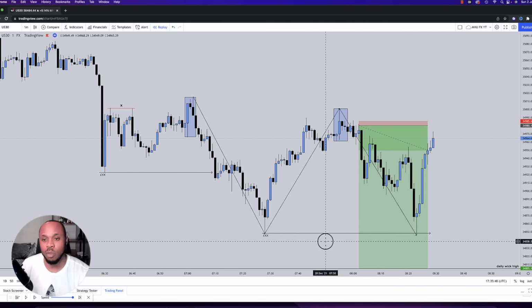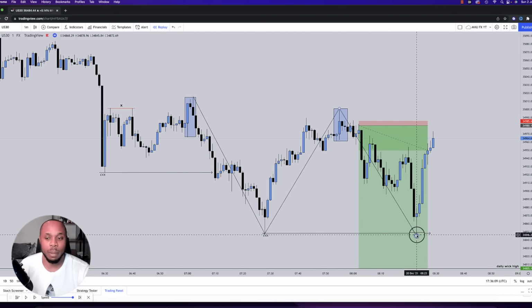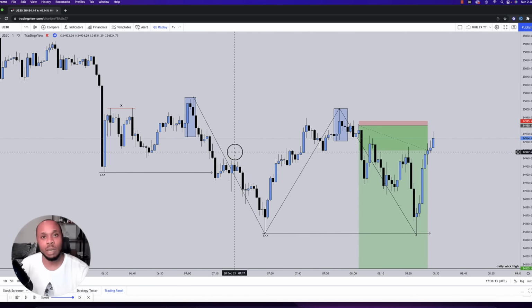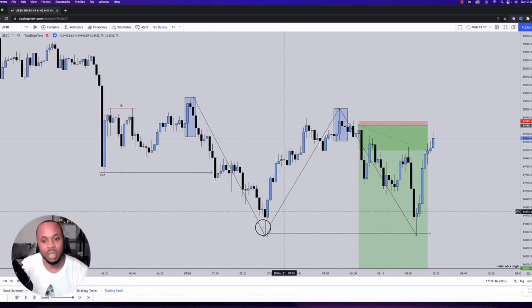Let's be real, in our retail days, when we're learning those retail concepts, one of the things we're taught is that price needs to break beneath that low, needs to close beneath that low. You have to actually think about it. On a lower time frame than this, price traded beneath this.